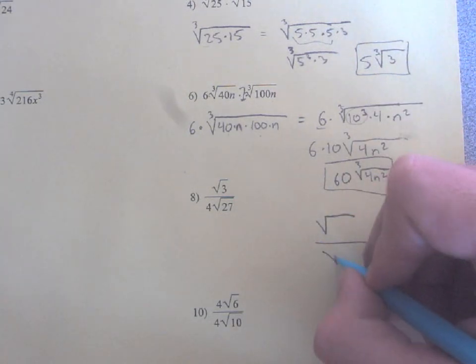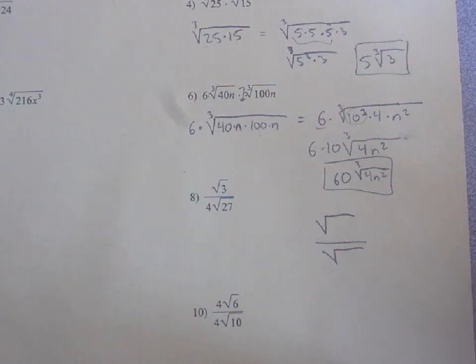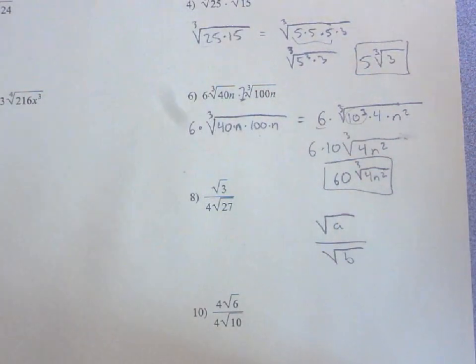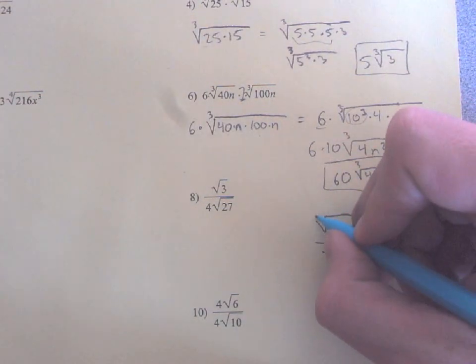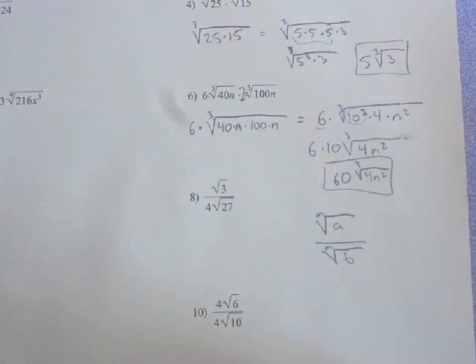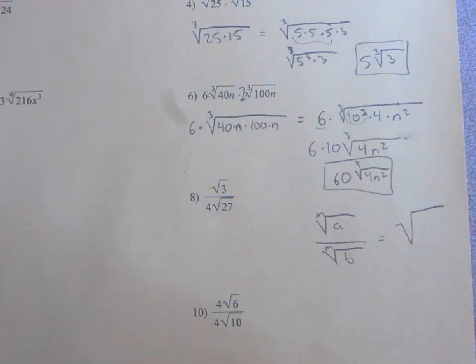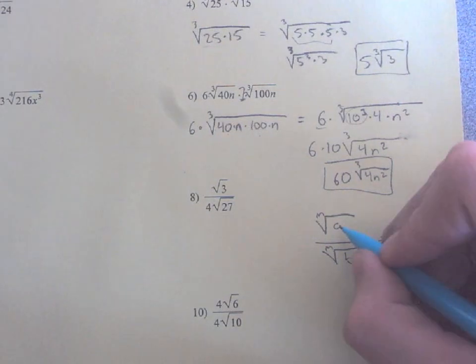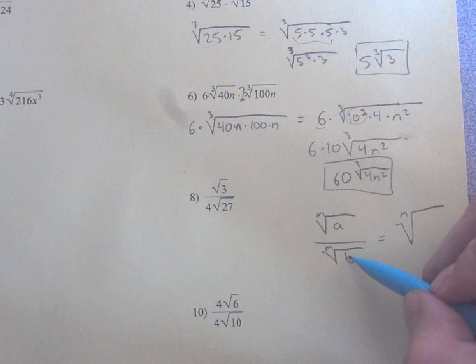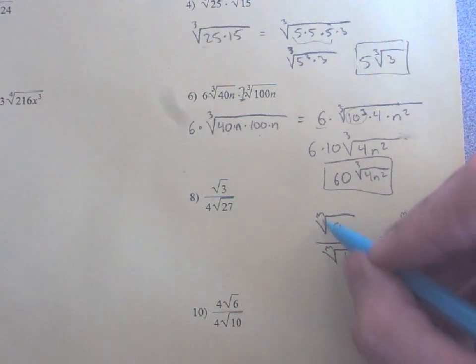Okay, when you have 2 radicals or 2 roots dividing each other, the radicands can be different, but if the index number of the root is the same, you can just have one big root that has the ratio of these 2 radicands. In other words, I can just put a over b in one big root m, since these are both root m.